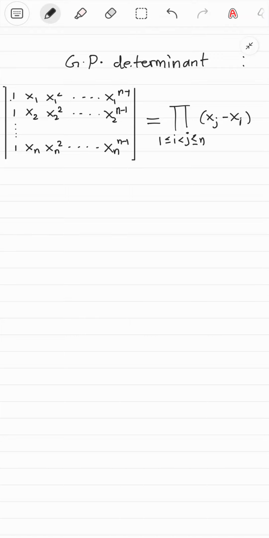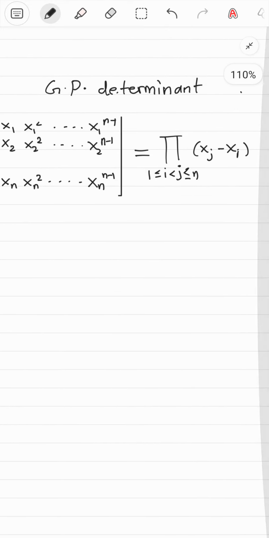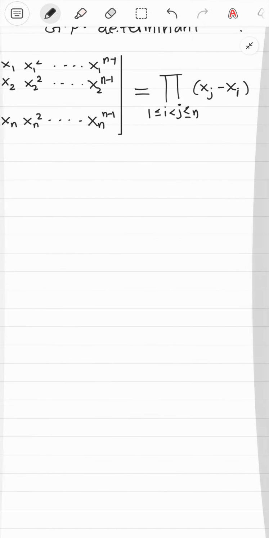Okay, so we have to prove that this determinant is the thing on the right hand side. So every row is a GP basically, and over here you have xj minus xi, where j is bigger than i, and i and j are in the range 1 to n. So this is going to contain all kinds of combinations that you can get.